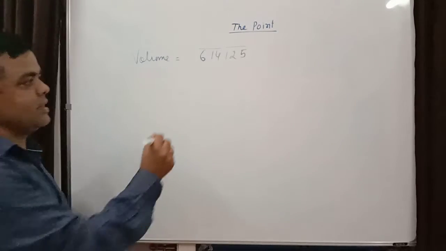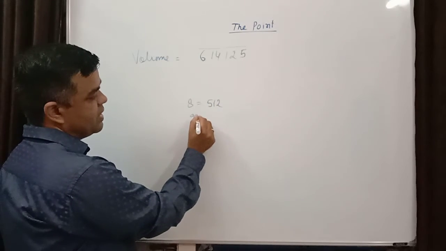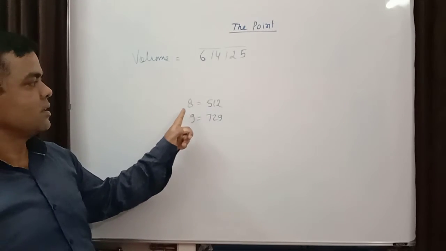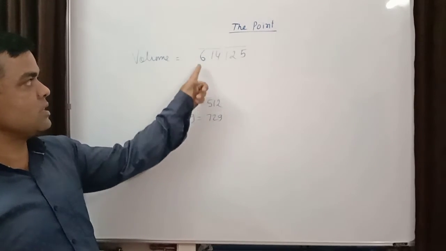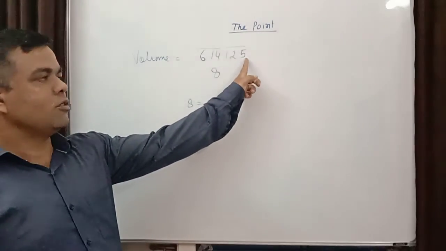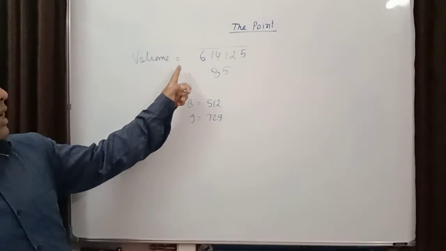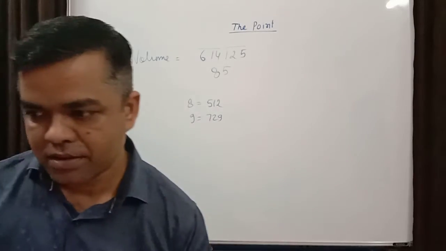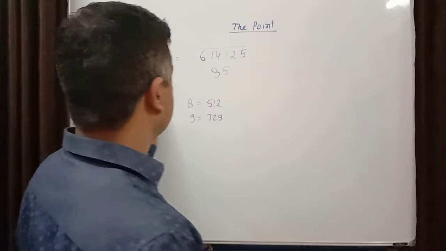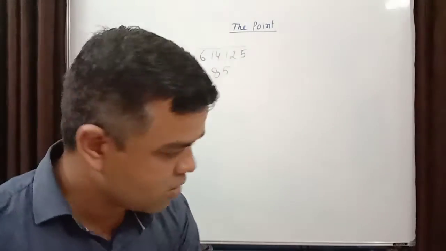614. The cube of 8 is 512 and the cube of 9 is 729. So 729 is more than this, and 512 is less than this. So here it will become 8, and the unit digit is 5, which means here it will become 5. So the side of the cube will be 85. No need to do the cube root by multiplication or factorization method.